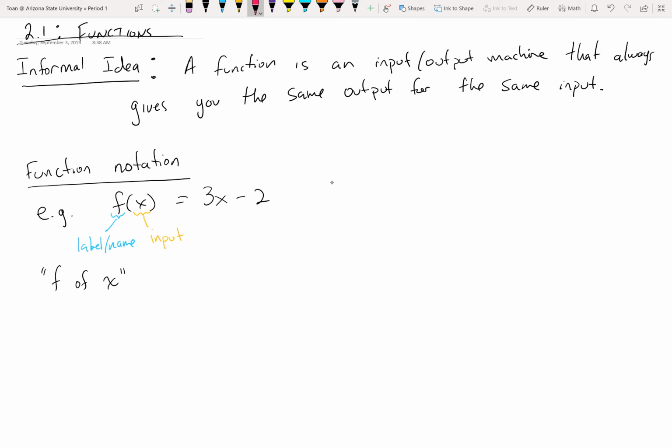And every single function, since it's a machine, needs a rule. Right? So this literally says, my rule is whatever you put into it, multiply by 3, and then subtract 2 from it.